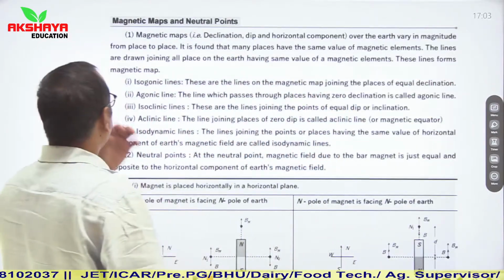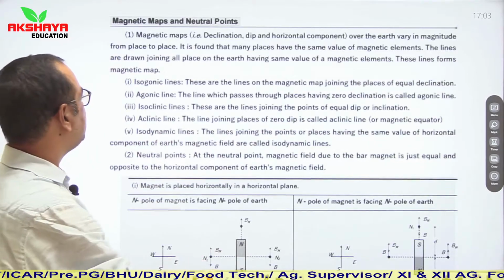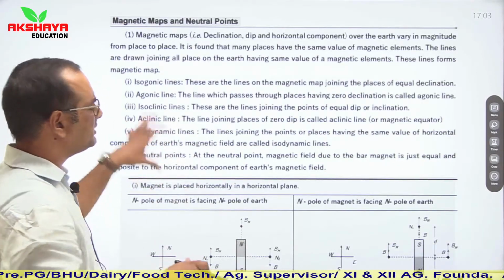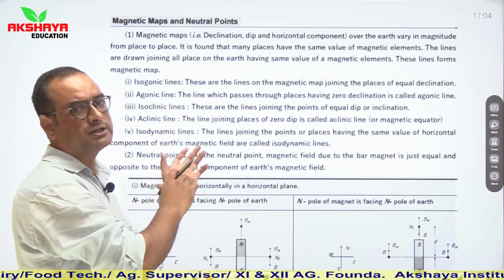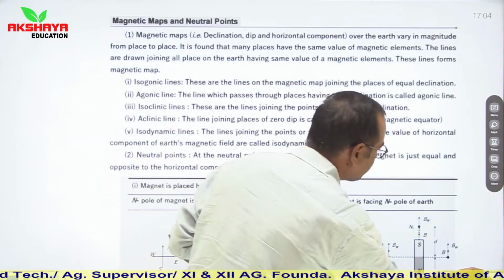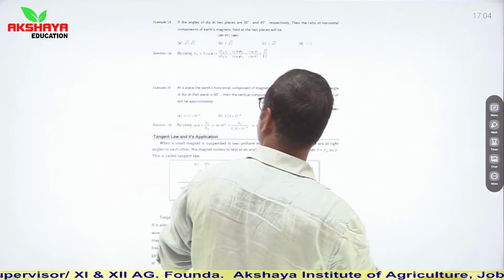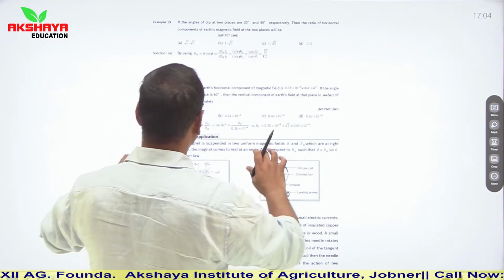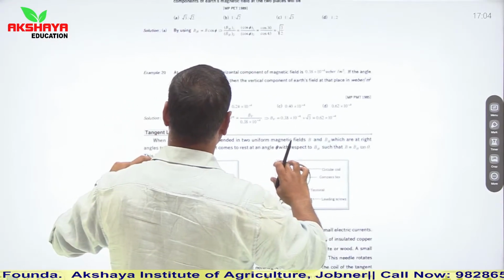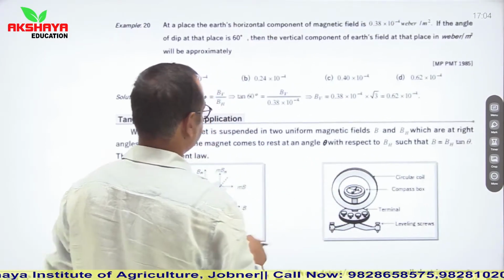Now see, magnetic maps and neutral points. If we talk about magnetic maps, this topic is not important for our competitive section. You can read this component from your theory book. Similarly, neutral points also. Now see, next our important topic is tangent law and its application.